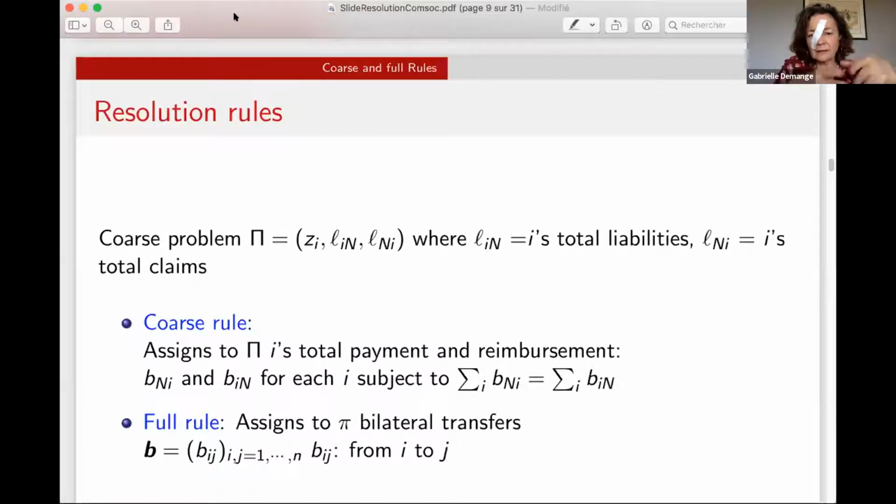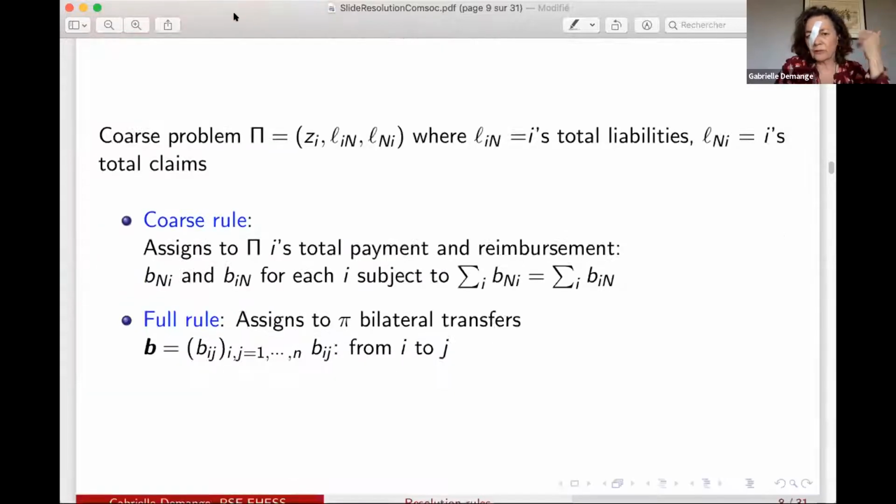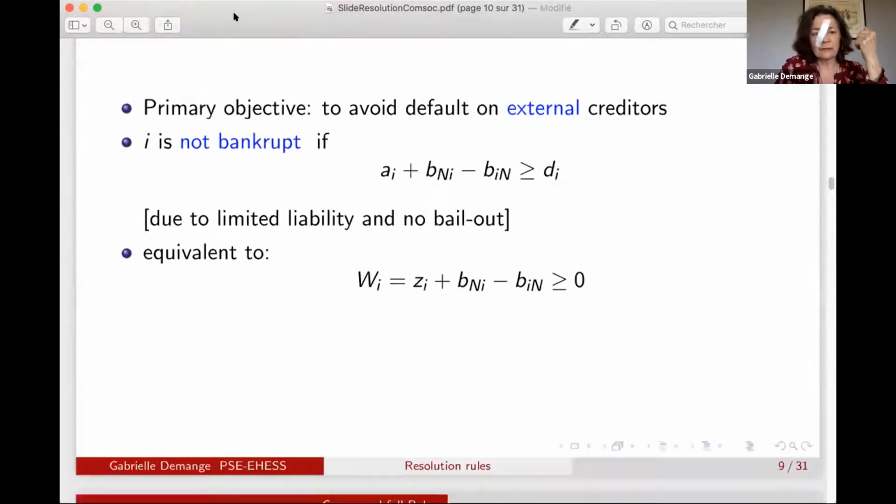So BNI is how much I will be repaid, the sum of what the others give to I, and BIN is the sum of the reimbursements made by I. And in the full rule, when you have full information, you just assign bilateral transfers. So you have this matrix, Lij, and you transform it into the Bij. And what matters, of course, are the external values, which may influence the solution.